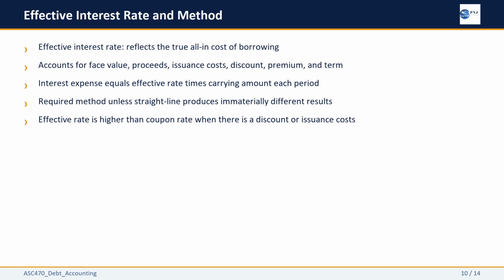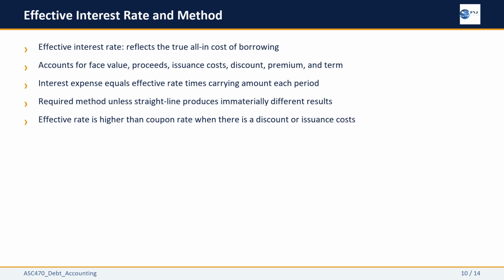The effective interest rate is the single most important number in debt accounting. It is not the coupon rate on the face of the bond. It is the rate that, when applied to the carrying amount each period, produces the actual economic cost of borrowing, including the effect of fees and the discount or premium. The surprising part is that applying this rate means interest expense is not constant. It moves every period as the carrying amount changes.